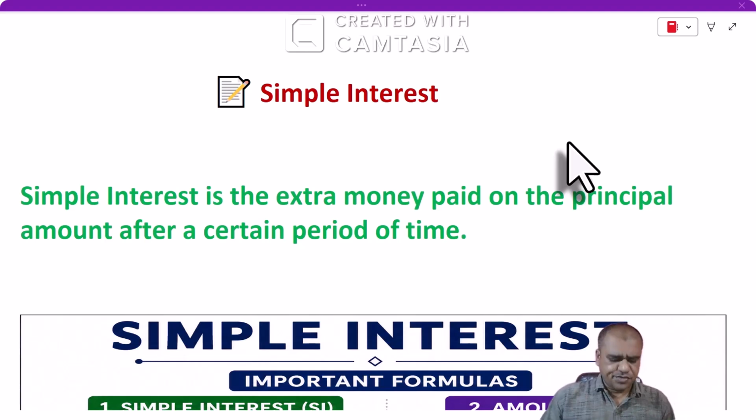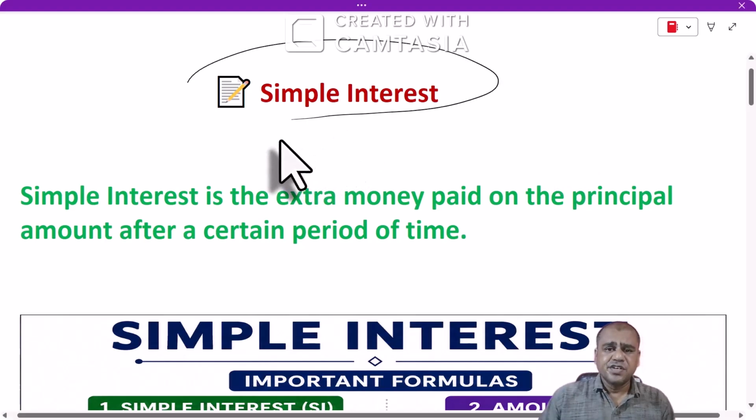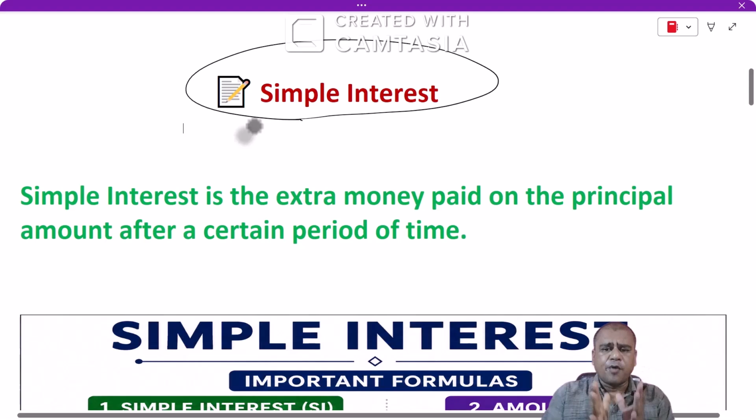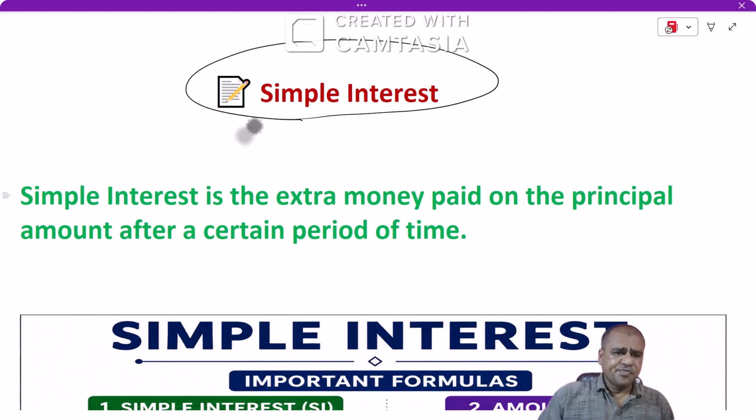The topic of this video is simple interest. In this video we are understanding simple interest, compound interest, and two numerical problems based on simple interest and compound interest. Now what is simple interest? Simple interest is the extra money paid on the principal amount.